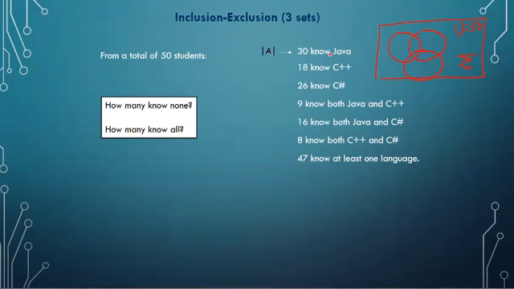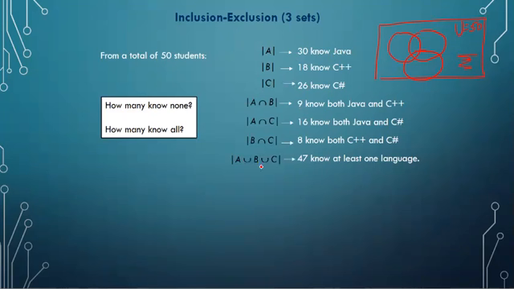A is Java. The cardinality of A is equal to 30. Then the next is B, which is C++. So the cardinality of B is 18. C is equal to 26. The set C cardinality is 26. A intersection B is 9. A intersection C is 16. And B intersection C is 8. And A union B union C is 47.